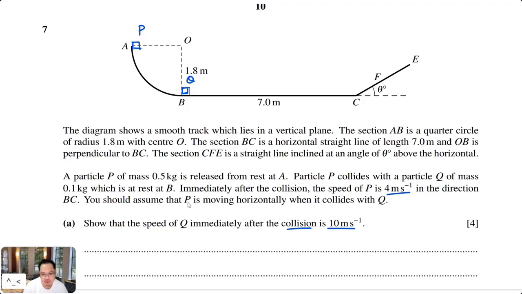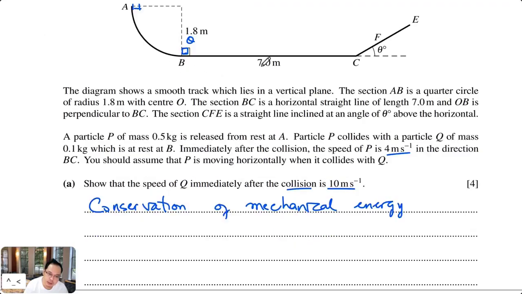So for this collision we have to use conservation of momentum, but before doing that we need to find the speed of the particle P when it slides down and reaches the bottom. To find that, we have to use the conservation of mechanical energy. With the zero level of potential energy at the surface BC, the particle starts from A, which is 1.8 meters above the ground. So its initial mechanical energy is gravitational potential energy.